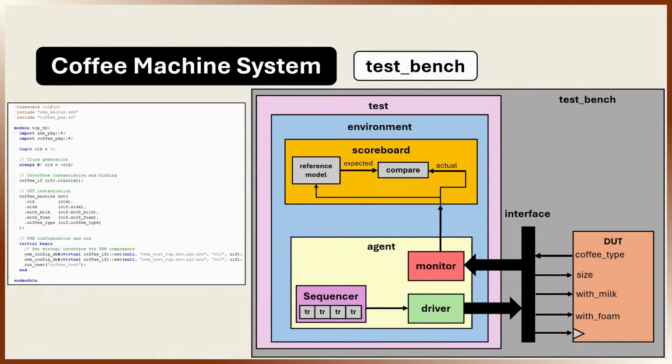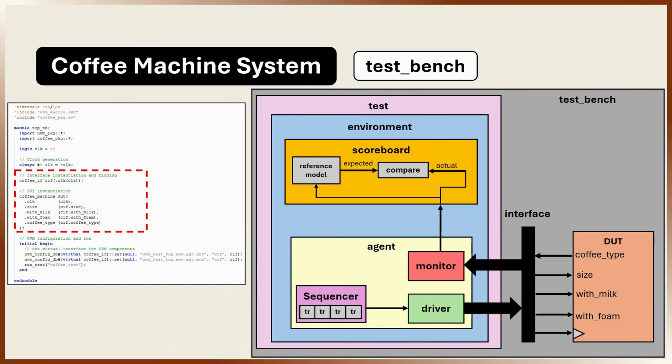Now let's take a look at the test bench code that ties everything together. We begin by including the UVM macros and importing our coffee package, which contains all of the UVM components we built earlier. We generate a clock that toggles every 5 nanoseconds. This clock drives both the DUT and the interface. Next, we instantiate the interface, coffee_if, which holds all the signals the test bench uses to communicate with the coffee machine. Then we instantiate the DUT itself, named coffee_machine, and connect its inputs and outputs directly to the interface signals.